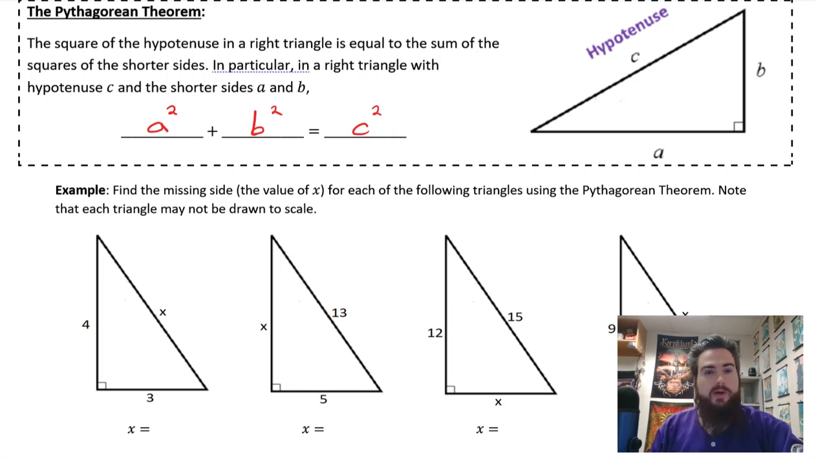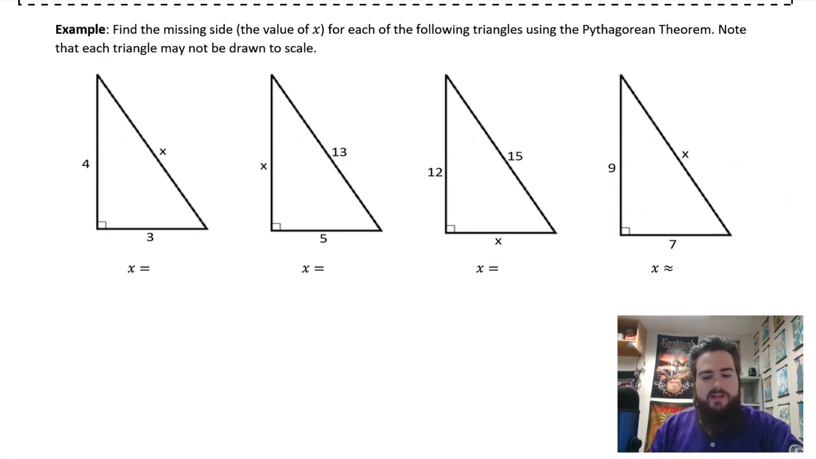Using this concept, we're going to find the missing side, the value of x, for each of the following triangles using the Pythagorean theorem. Do note that each triangle may not be drawn to scale. For this first example, we have a right triangle designated by the box on this one corner angle measure, and we have two side lengths known as 3 and 4. We are going to solve for x, and in this case, x is the side length that is across from our right angle measure. That means that x is known as the hypotenuse in this case.